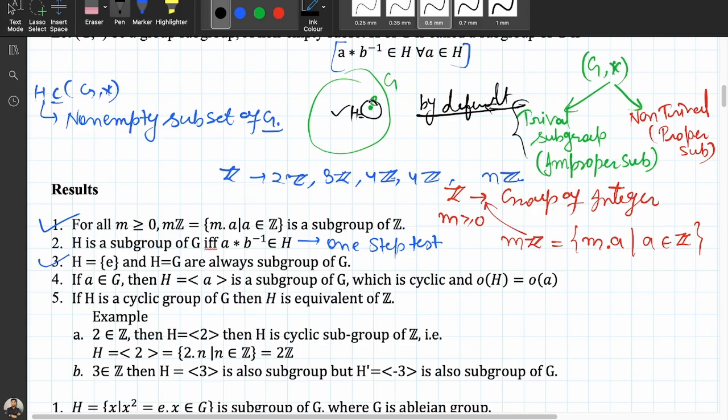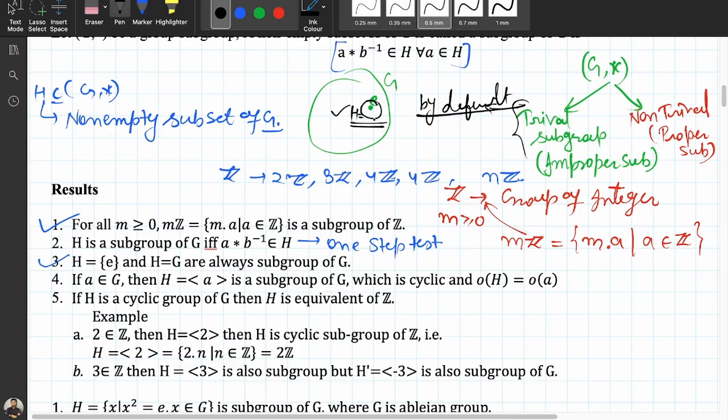So the set contains only one element. If I take identity star identity, that's the same thing. The same element is there, and there is only one element in that set. So the first property, closure, holds. The associative property obviously holds. Identity exists, and the inverse of the identity is the identity itself. So it satisfies all four properties, and this identity set is a subgroup of G.